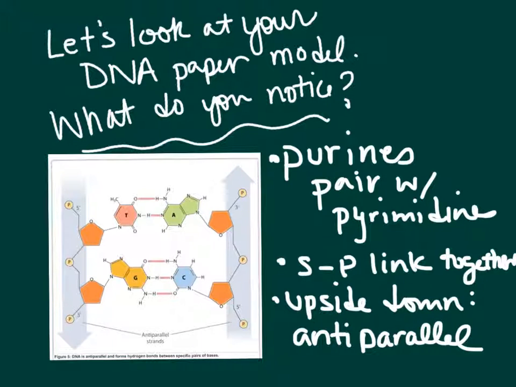And it's easier to see that they're upside down on your models because you actually have letters that are upside down, right? In my picture here, they oriented it so all the letters are right side up, and it's less obvious that they're upside down until you take a look at where the oxygens are located, the way they're pointing on the deoxyribose. What else do you notice?